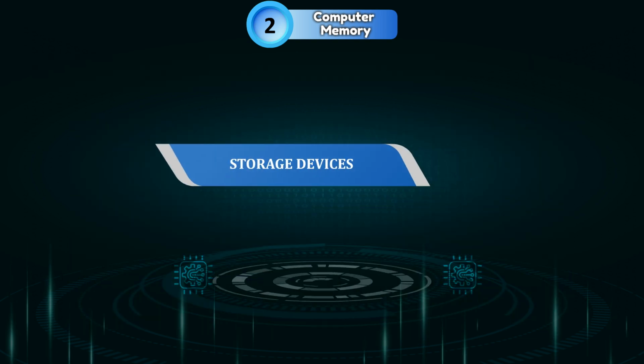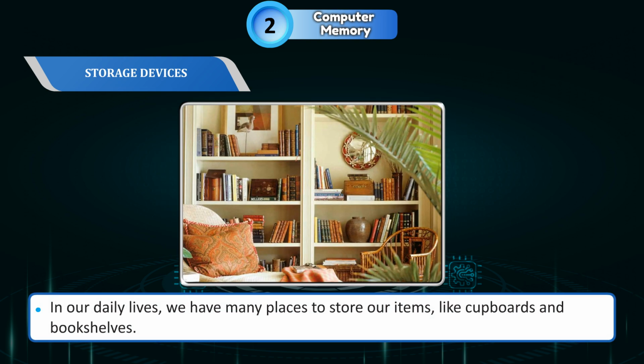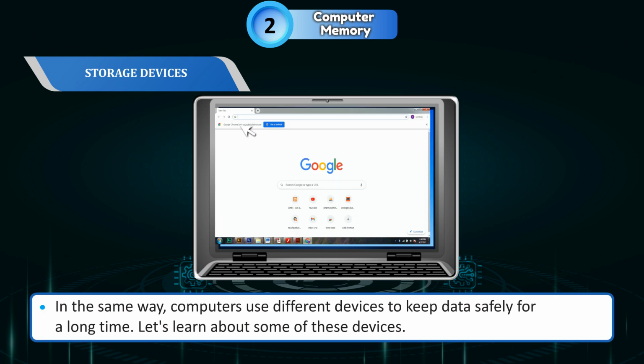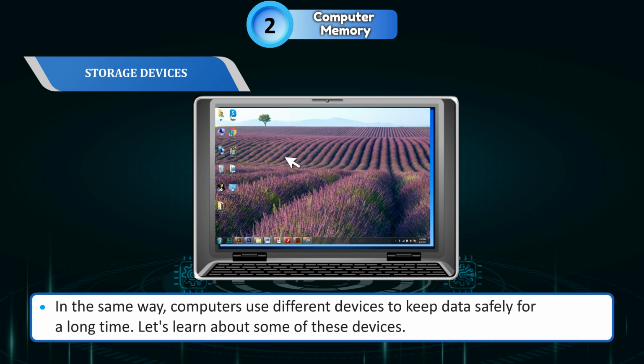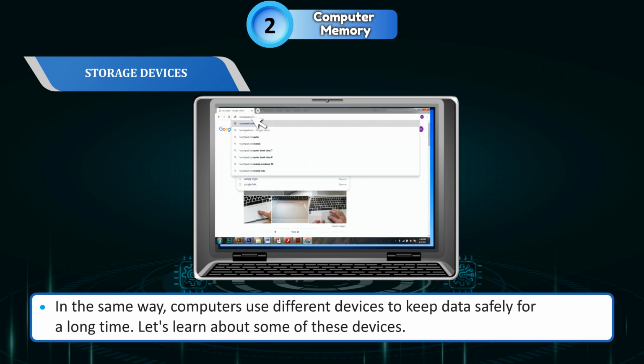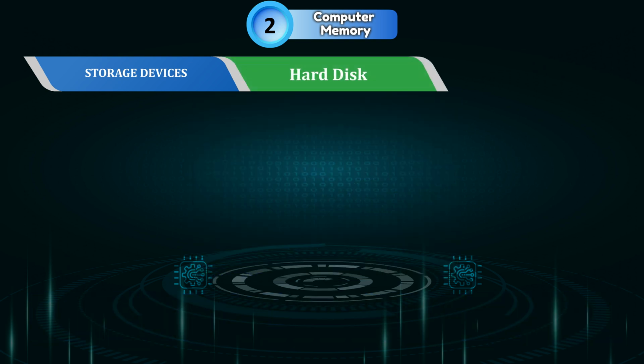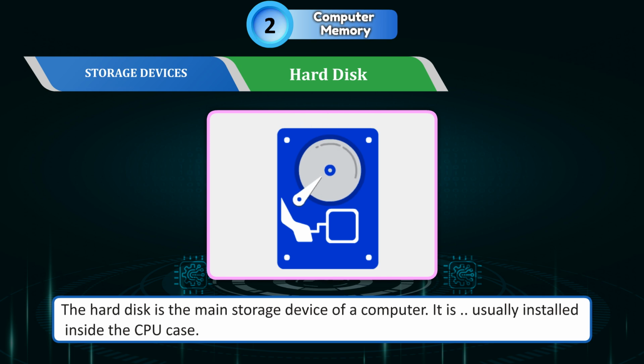Storage devices. In our daily lives, we have many places to store our items like cupboards and bookshelves. In the same way, computers use different devices to keep data safely for a long time. Let's learn about some of these devices. Hard disk. The hard disk is the main storage device of a computer. It is usually installed inside the CPU case.